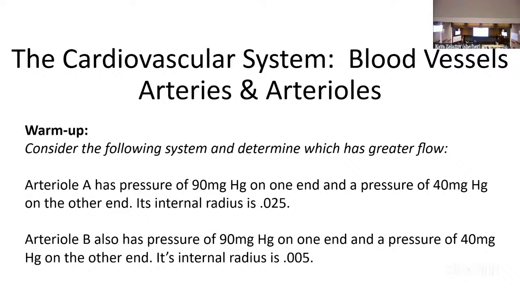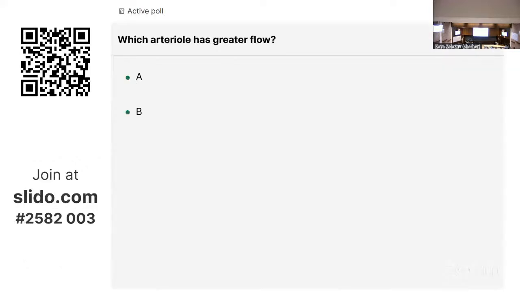We're going to be talking about arteries and arterioles today. I've given you an example of two arterioles. They have a pressure for both of them of 90, that should be millimeters of mercury, at one end and 40 at the other end. They differ in their radii. Arteriole A has an internal radius of 0.025. Arteriole B has a radius of 0.005. What you're going to tell me is which of these has greater flow going through that arteriole. Now let's take some votes.